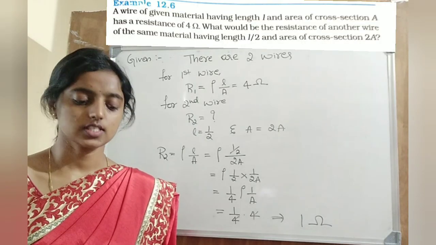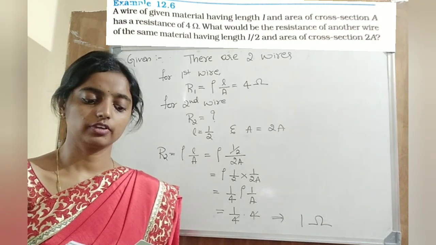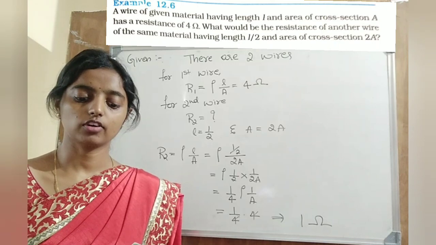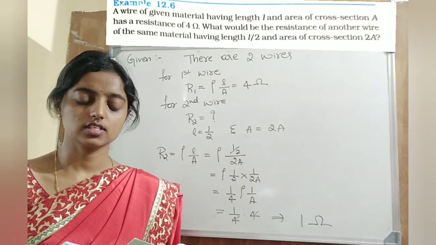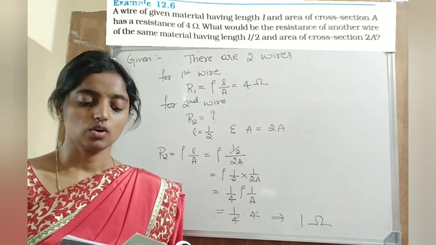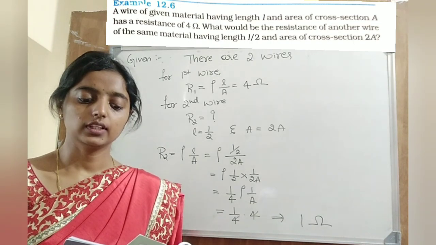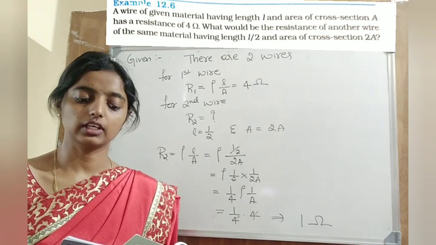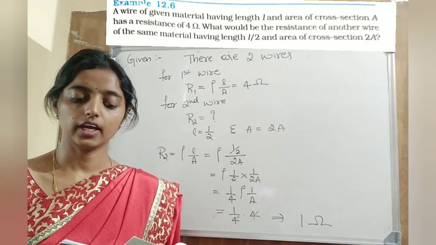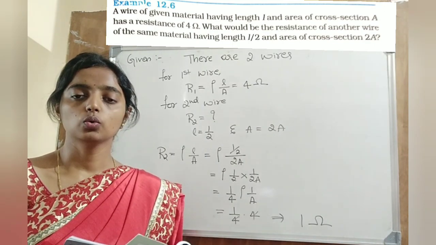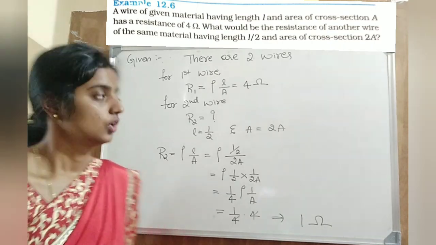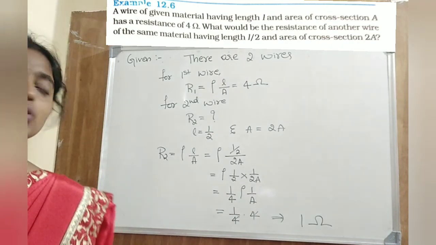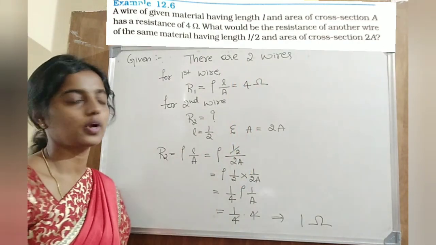Our next question is, a wire of given material having length L and area of cross section A has a resistance of 4 ohm. What would be the resistance of another wire of the same material having length L by 2 and area of cross section 2A? Read out the question again. We have two wires.